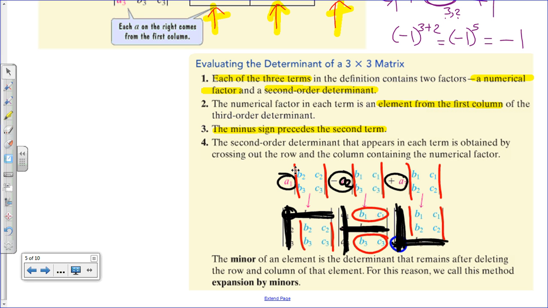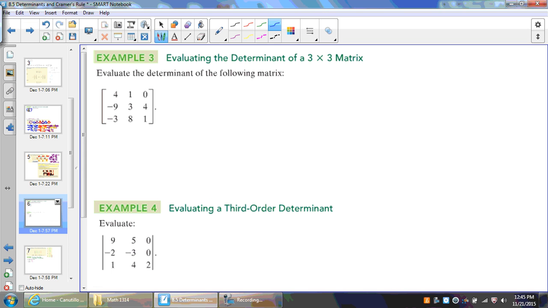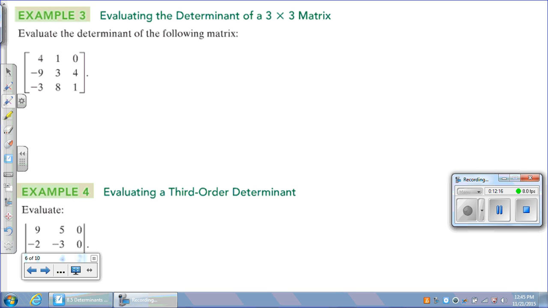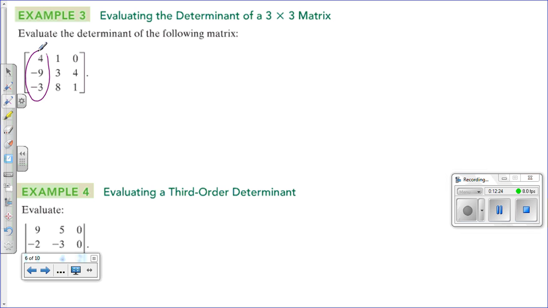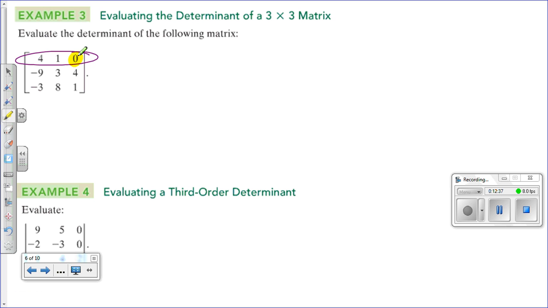So let's go ahead and get started with the examples. So we're going to find the determinant of the following matrix. Example 3, evaluate the determinant of the following matrix. Now, in this case, instead of using the numerical factors coming from my first column, I'm going to use the numerical factors coming from my first row. And the reason for that is that I have a 0 here, so that's going to save me some work.